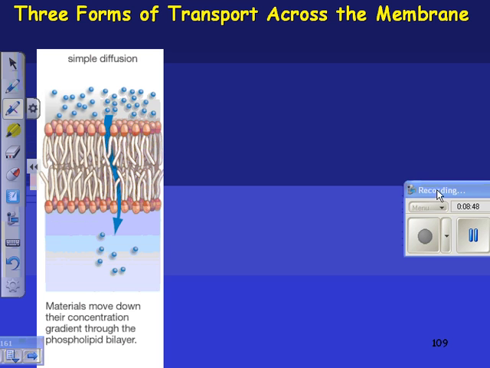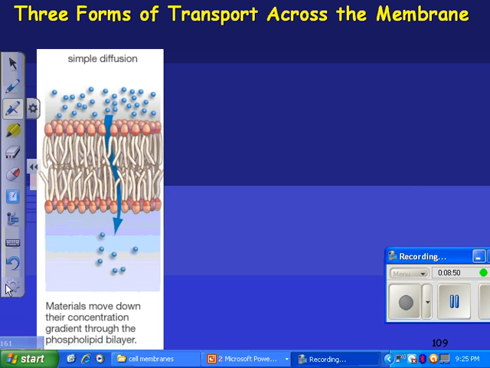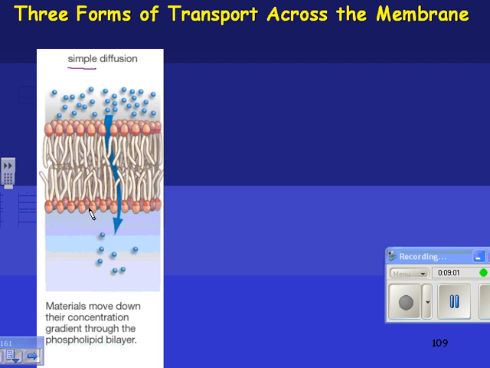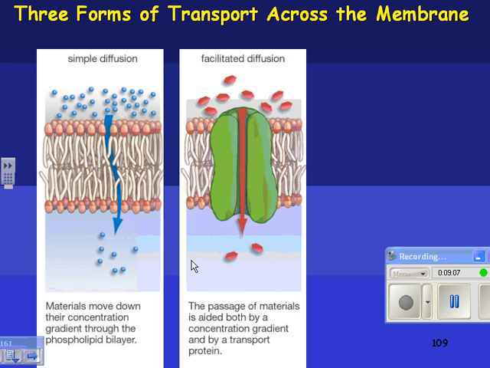Okay. So 3 forms of transport across the membrane so far. We've looked at simple diffusion, which is just going from a high concentration to a low concentration. And the thing with this one, first of all, it's simple because it's going through the lipid bilayer, and it's diffusion because it's going high to low. Then we looked at facilitated diffusion. That's also going high to low. So same thing. That's why you can still call them both diffusion.